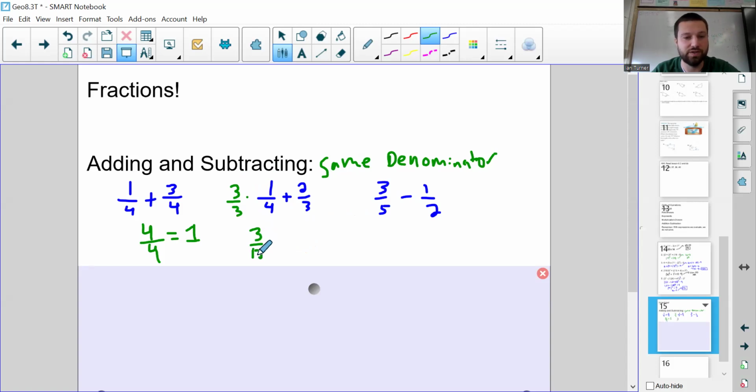So we get 3/12 on the left side. On the right side, we're going to multiply by 4 to get 12ths. So that's going to give me 2 times 4 gives me 8/12ths. And now the denominator is the same, and we can add those, and we get 11 over 12. Okay? Just a quick little reminder of how to do these guys.